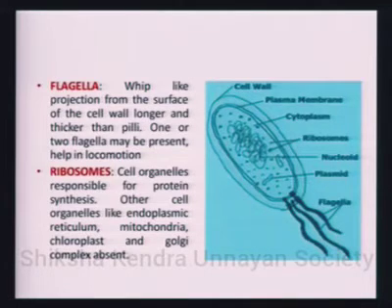Also present in the cytoplasm are ribosomes. Ribosomes are cell organelles which are responsible for protein synthesis. The other cell organelles like mitochondria, Golgi complex, chloroplast, etc. are absent in them. In other words, cell organelles bounded by a definite membrane are absent in them. However, you find these organelles present in the eukaryotes.